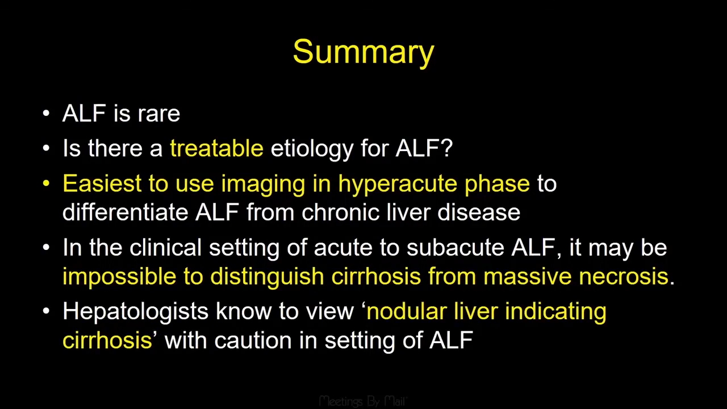Hepatologists know to view the nodular liver contour indicating cirrhosis with caution in the setting of ALF.